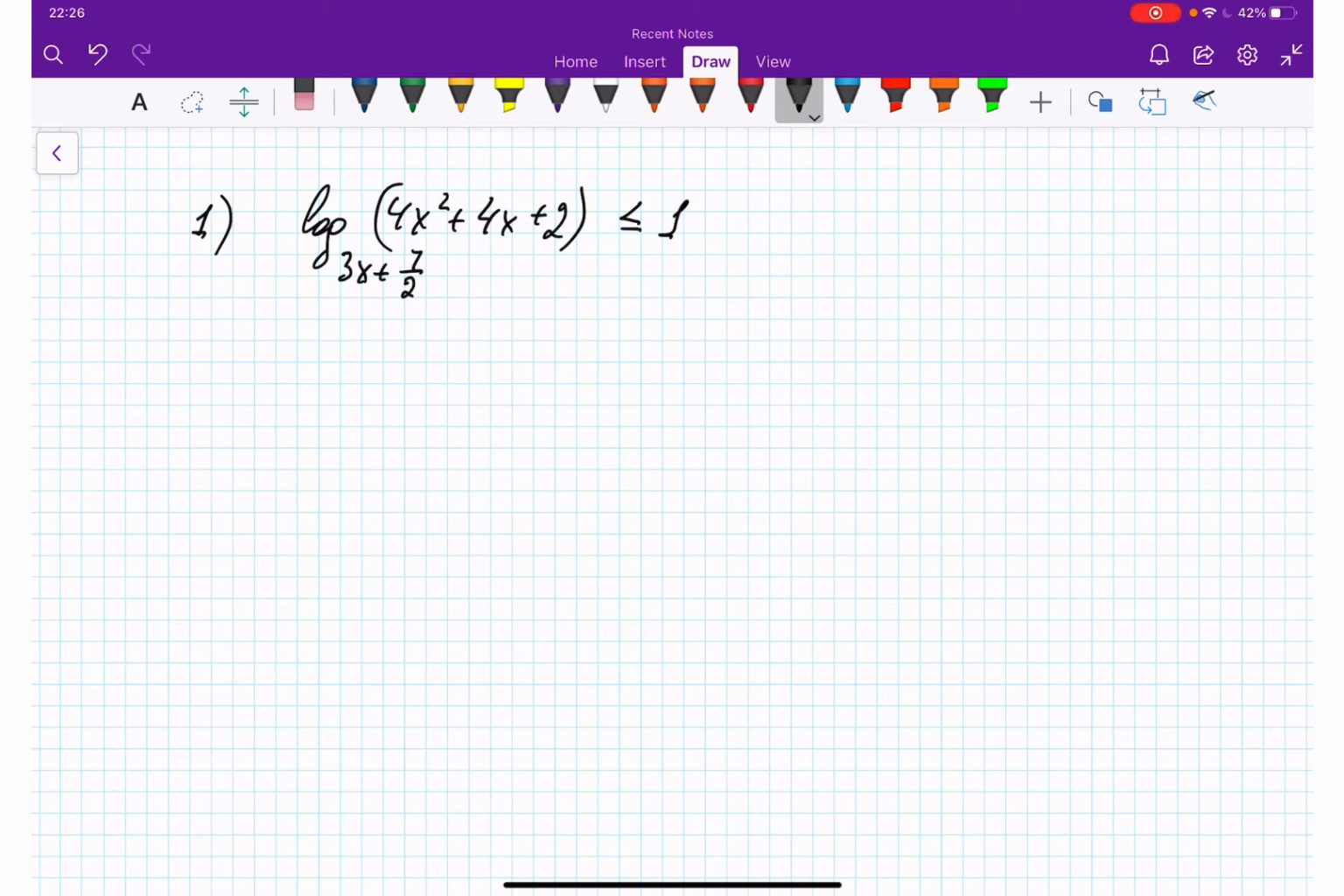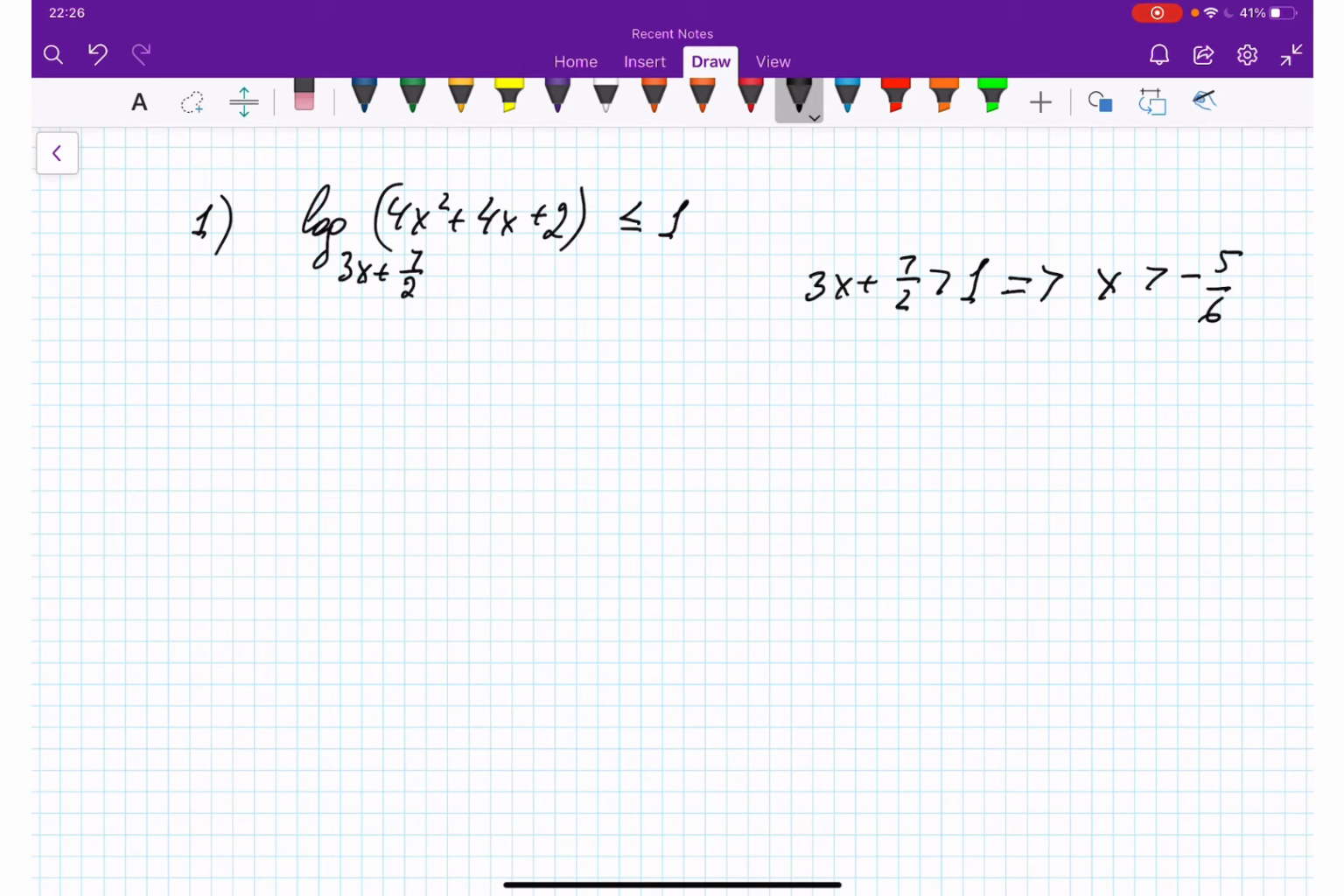3x plus 7 over 2 is greater than 1, and 3x plus 7 over 2 between 0 and 1. Since we know that a base cannot be negative, it can be either fractional or a whole number greater than 1. So, take the case 3x plus 7 over 2 is greater than 1. From here, if I solve it, basic simplification, I will get x greater than negative 5 over 6.